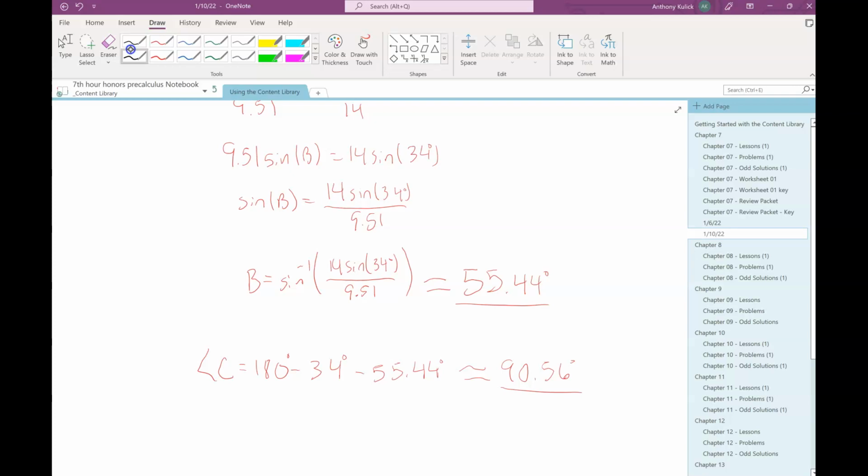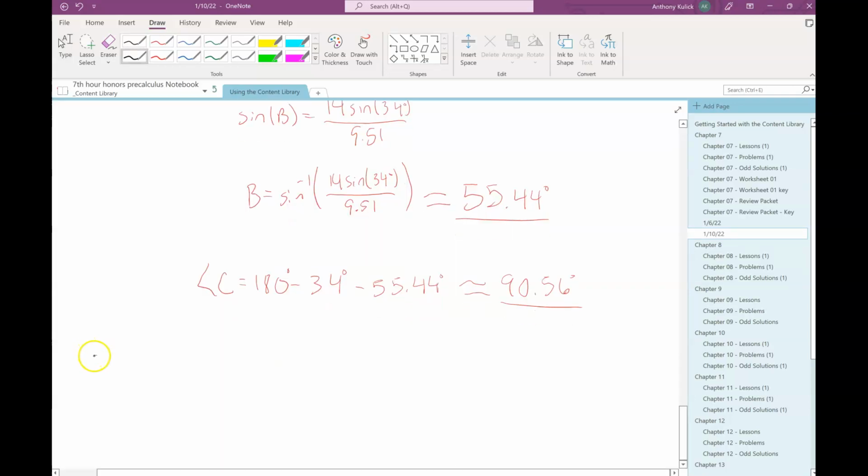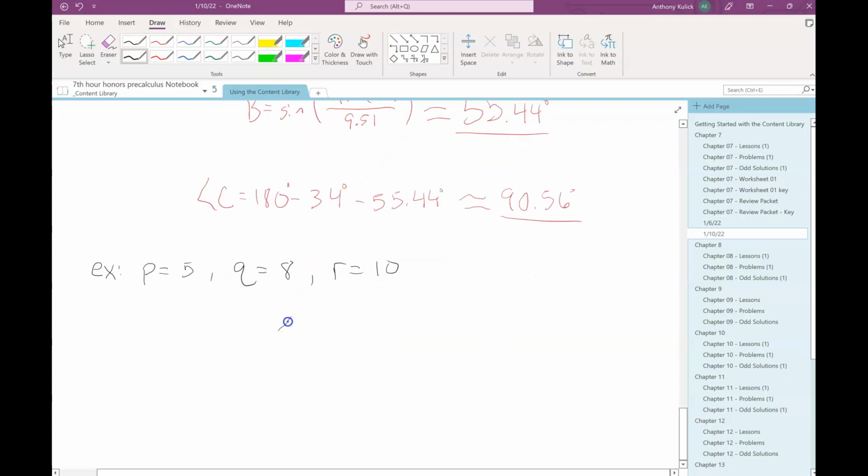The only thing that we need to remember is when we're using that law of sines, that we're going to solve for the smaller angle first if we have the choice. And my last example then for today. The triangle with side P is 5, side Q is 8, and side R is 10. So we'll draw and label our picture.